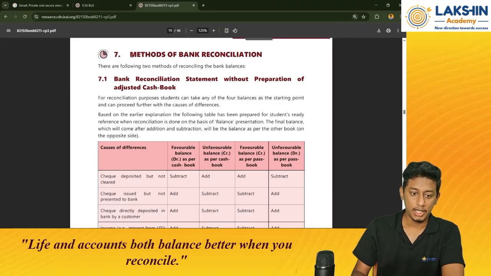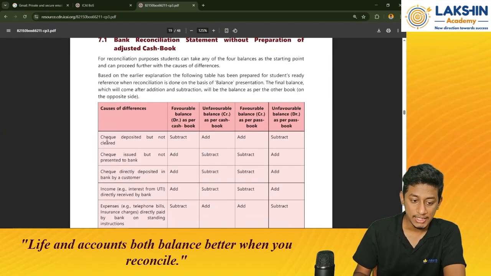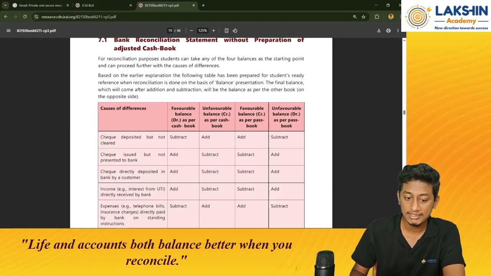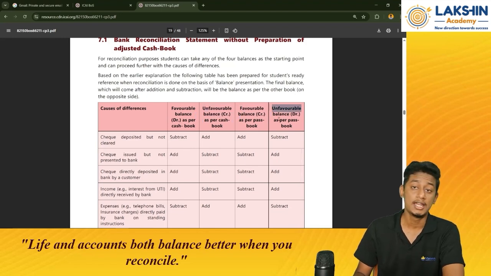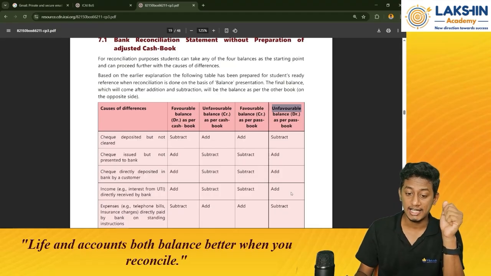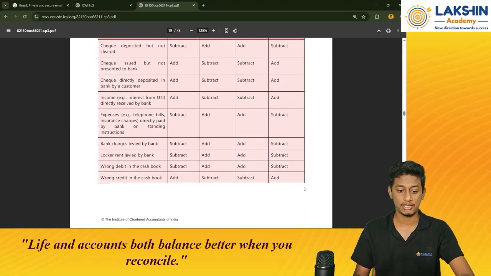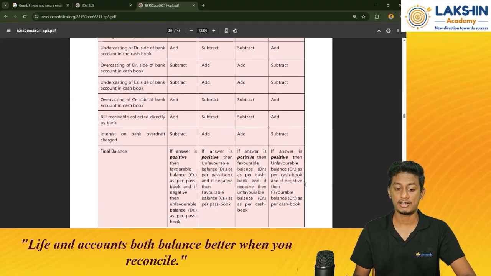See here, methods of bank reconciliation. Depending on whatever I taught you just now, they have given you what to do with it: add, less, subtract, right? Depending on favorable balance in the cash book, unfavorable balance in the cash book, favorable balance in the passbook, unfavorable balance in the passbook. So depending on that, add, less, add, less. So that's this big list. Just have a look at it, where to add, where to deduct.